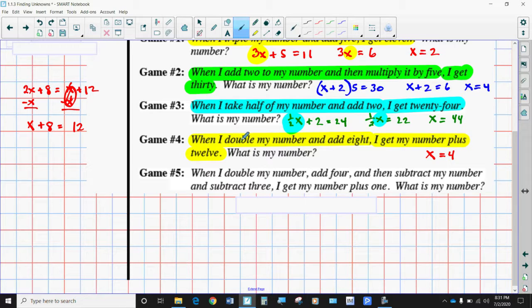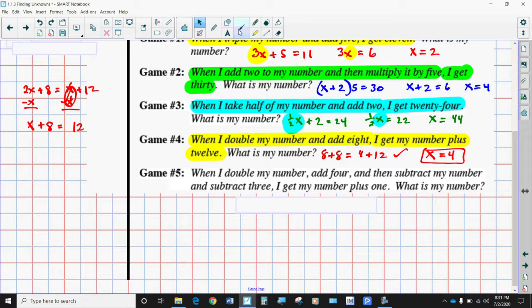When I double my number, when I double the number 4, I get 8. And I add 8. That's going to be 8 plus 8, which is going to give me my number plus 12. 16 is equal to 16. Yes, that is correct. I feel good about my answer. Okay. And now for the last one.